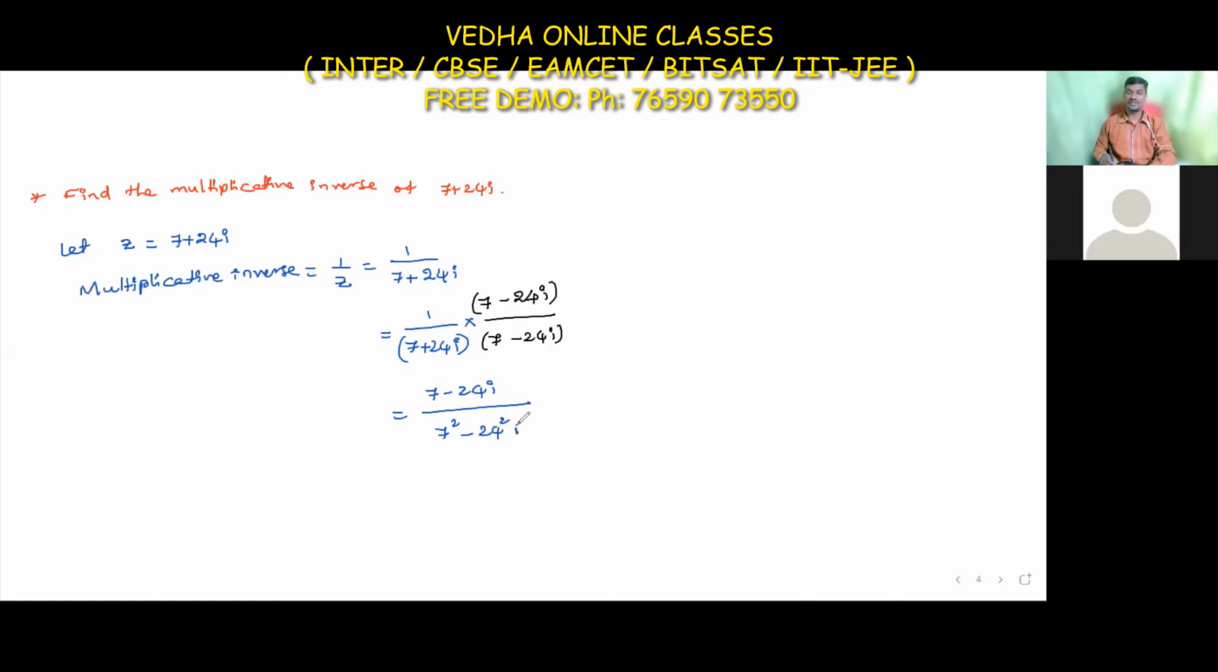Here it is (24i) whole square, that is 24 square and i square. So now this is equal to 7 minus 24i whole divided by 7 square. What is 7 square? 49, minus 24 square. What is 24 square? Do you know how to find 24 square easily?